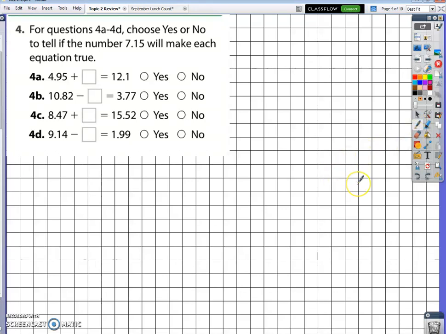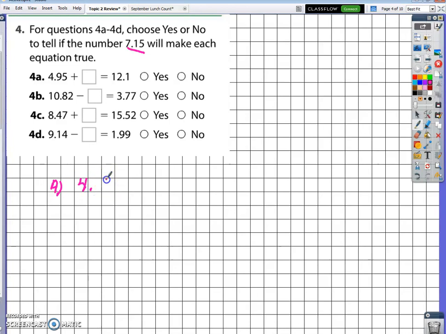Hey everybody, welcome back to part 2 of our review. We are on question 4. Question 4 says, choose yes or no to tell if the number 7.15, or 7 and 15/100, will make each equation true. So in every one of these boxes, we are going to plug in 7 and 15/100. So I might go down here and say, hey, this is going to be A, and let's do the math.